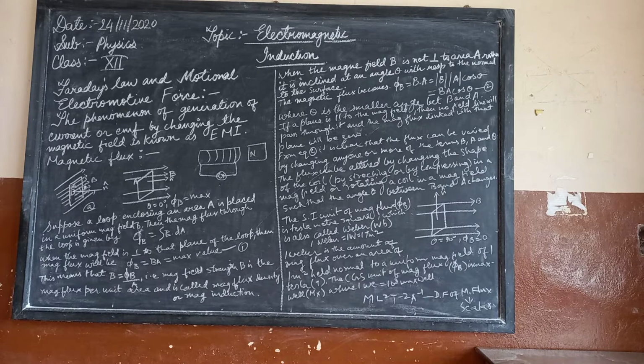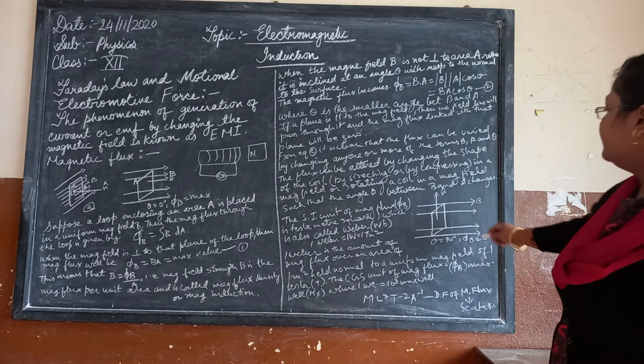So in equation number 2, it is very clear that the flux can be varied by changing any one or more of the terms B, A and theta. The flux can be altered by changing the shape of the coil, by stretching or compressing it in a magnetic field, or by rotating a coil in a magnetic field such that the angle theta between B and A changes.